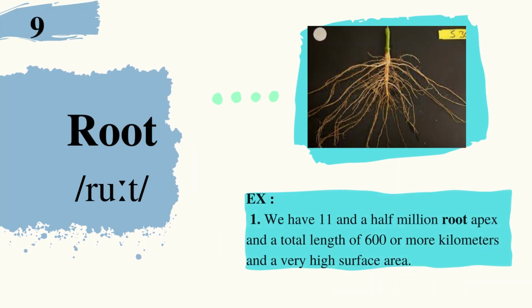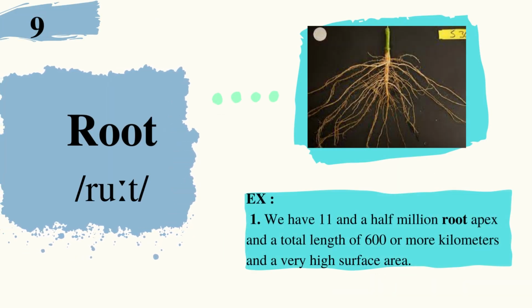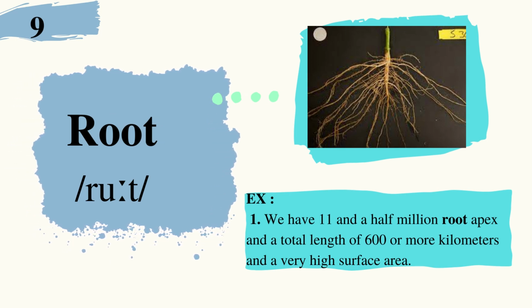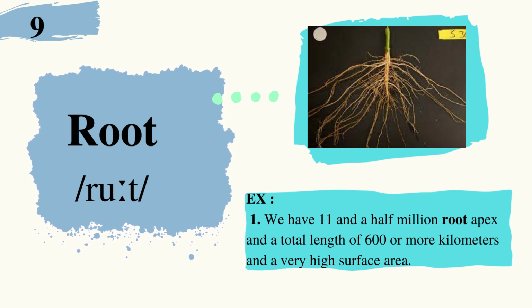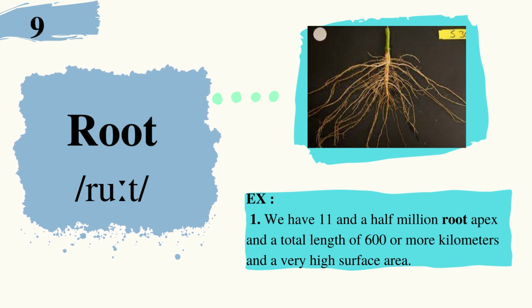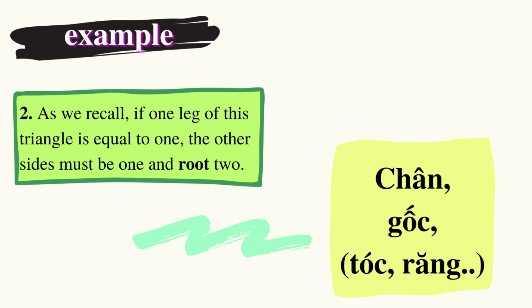9. Root. Example. We have almost 11.5 million of root apex and a total length of 600 and more kilometers and a very high surface area. As we recall, if one leg of this triangle is equal to 1, the other sides must be 1 and root 2.